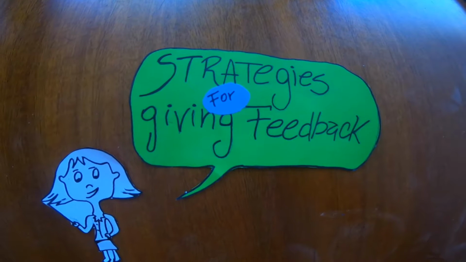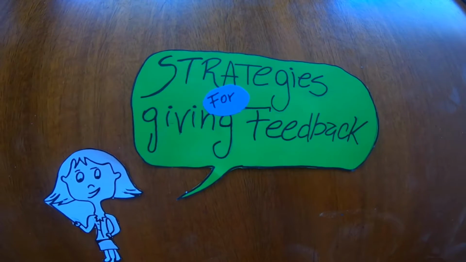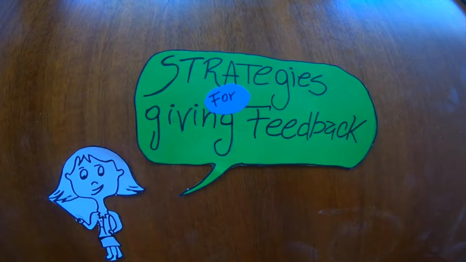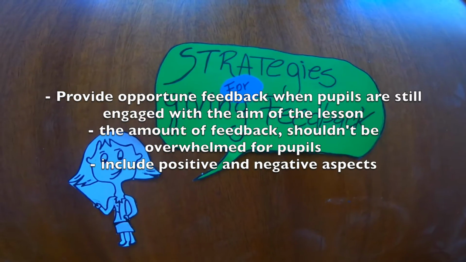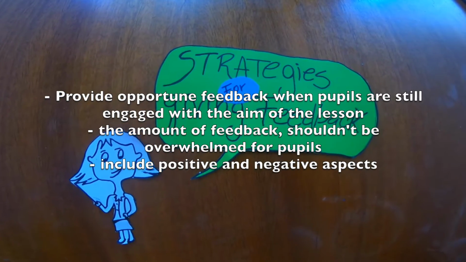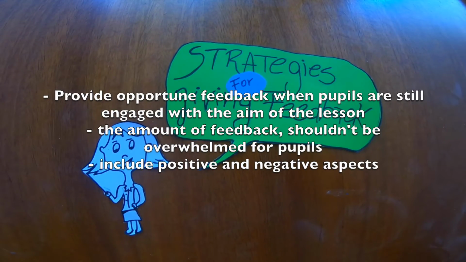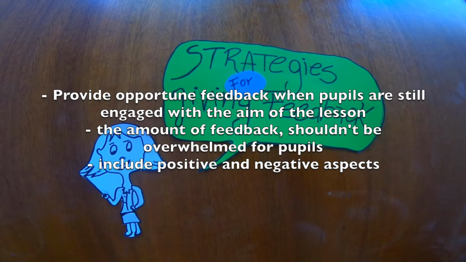We need to also bear in mind some important strategies when giving feedback. First, we need to provide opportune feedback when students are still engaged with the aim of the lesson and they can actually use the feedback provided. Second, we need to be aware of the amount of feedback given. We don't want our students to feel overwhelmed with it, otherwise, it would lose its purpose.